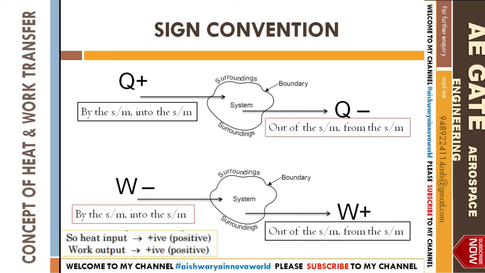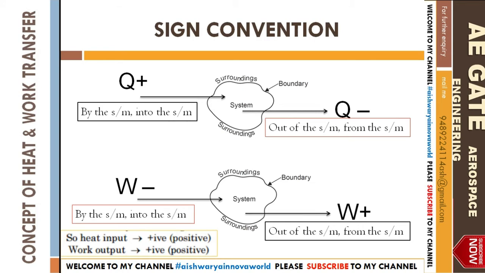Here comes the sign convention. You can see that I have written q positive, q negative, w negative, w positive. Q means heat. W means work. You remember this diagram. First we have plus, then negative, then negative, then positive. Just like how you take a photograph, take the photograph in your memory.